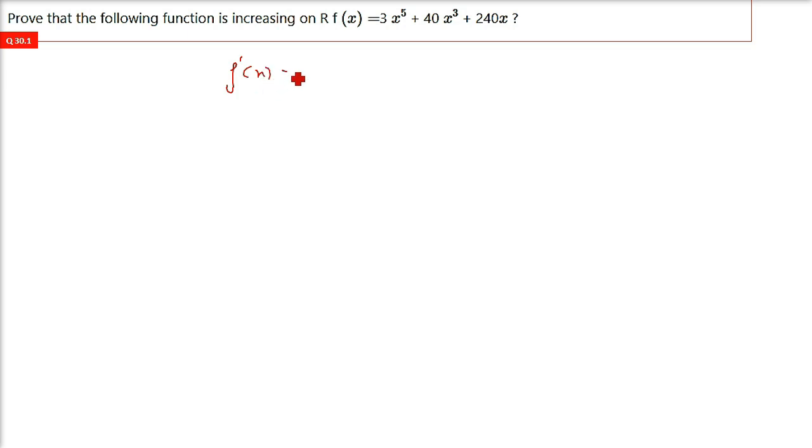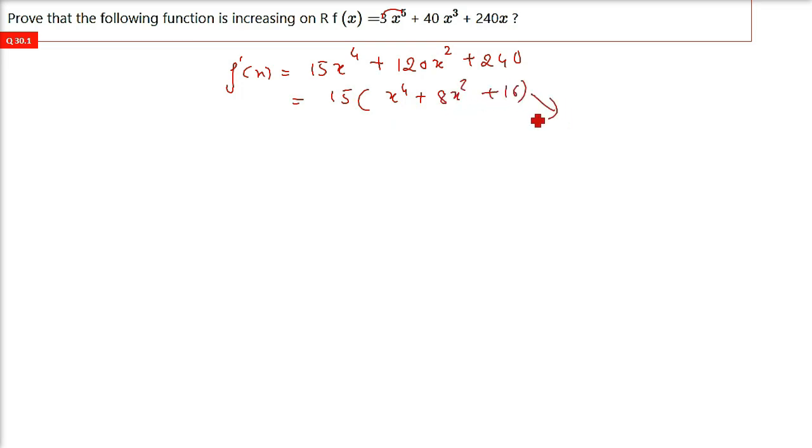We have f(x), so we will take the differentiation. It will be 15x^4 plus 120x^2 and then 240 here. Now take 15 common because I can see 120 and 240 they both are divisible by 15. So you can take 15 outside. Inside you will get x^4 plus 8x^2 plus 16.